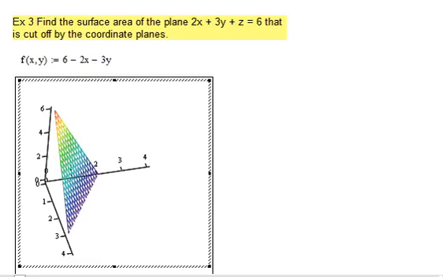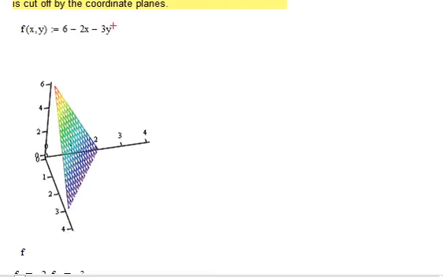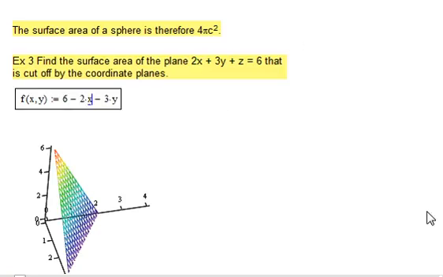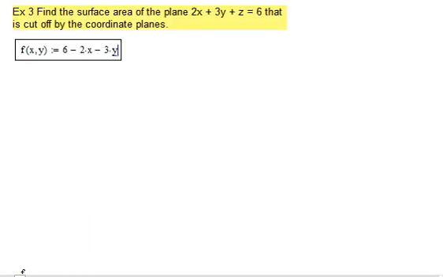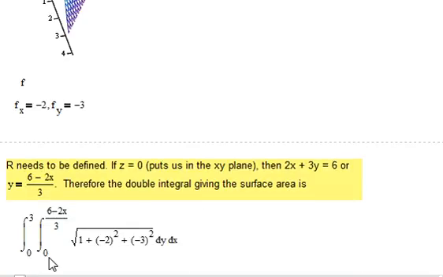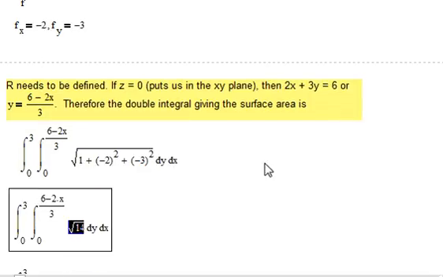So that's our task. And of course now a really nice thing is the partial derivatives of this are going to be real easy. They're just numbers. So the partial with respect to x, as you can see, is just -2. The partial with respect to y is just -3. And so in order to compute this, we would have to integrate y from 0 to (6 minus 2x) over 3, and x going from 0 to 3, of the square root of 1 plus (-2) squared plus (-3) squared, dy dx. And of course what's under the radical is just a constant, it's the square root of 14.